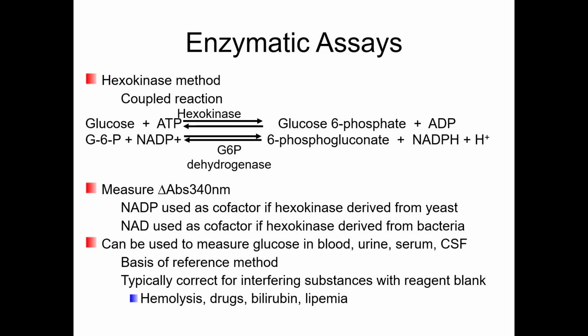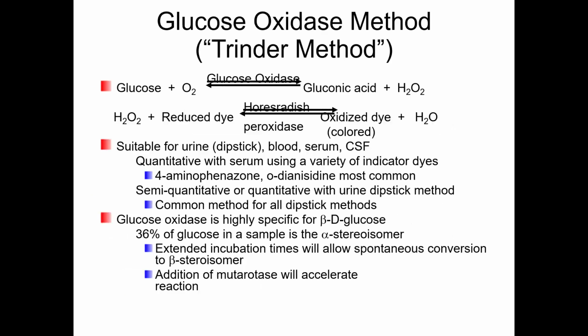There's the hexokinase method, which is a coupled reaction that causes, again, a color change, and it's measured at an absorbance of 340 nanometers. Glucose oxidase method, or the Trinder method, causes a color change, and that color change can be quantified. It's suitable for urine, blood, serum, CSF, and glucose oxidase is highly specific for beta-D glucose.